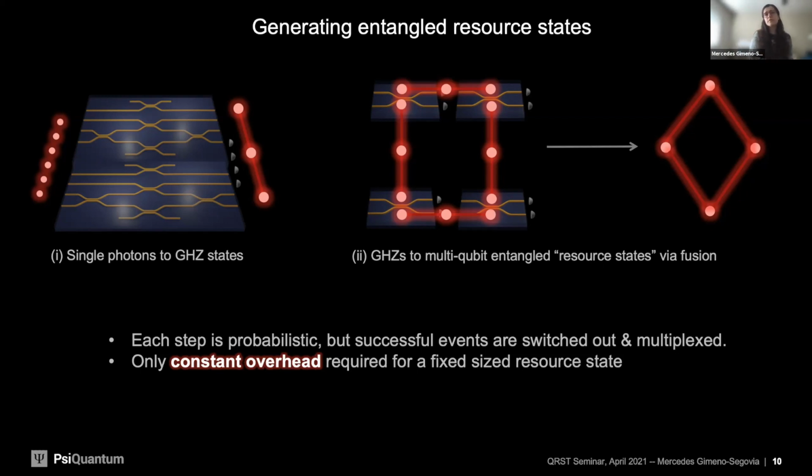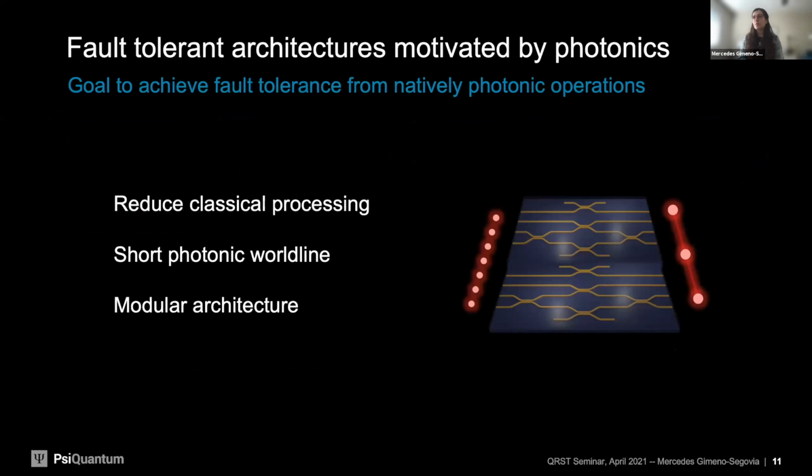But now we need to go from feasible to something that is practical. So at PsiQuantum, we have been working on fault-tolerant architectures that are motivated by photonics. And really the goal for us is to achieve fault tolerance using natively photonic operations. There are different aspects that we have been focusing on. First is reduced classical processing. Previous architectures for linear optical quantum computing require a lot of steps of quite complex classical processing, particularly those architectures that use percolation. And that meant that while that computation was occurring, our photons were stored in fiber, waiting and subjected to loss. So that's something that we wanted to remove.